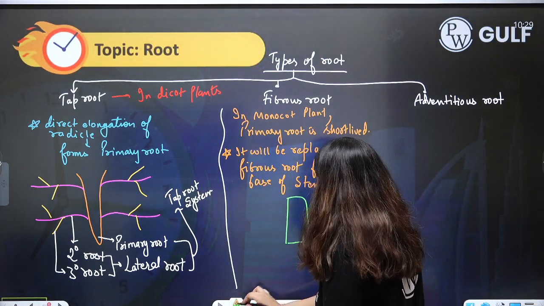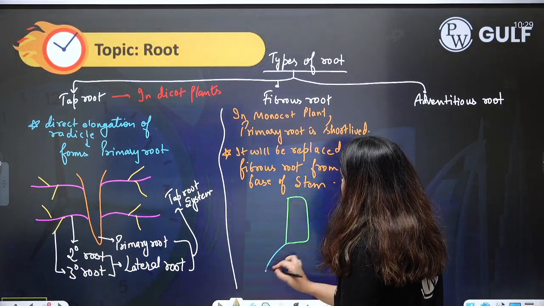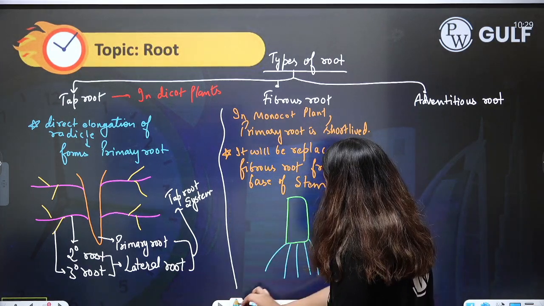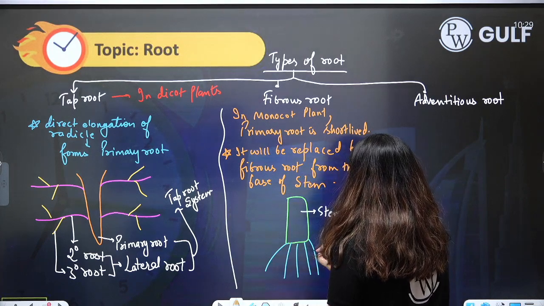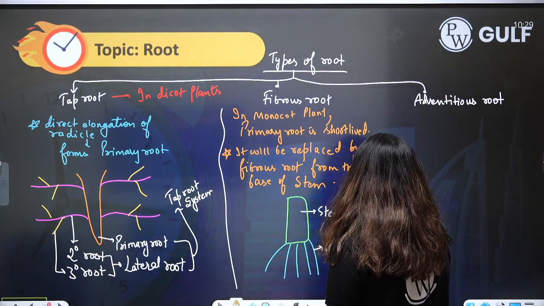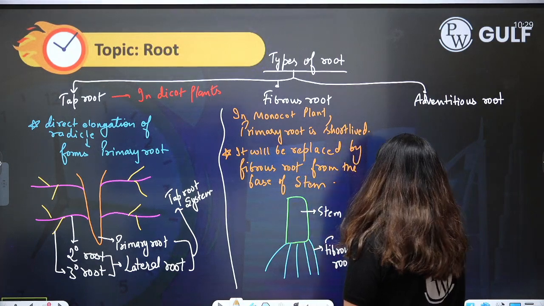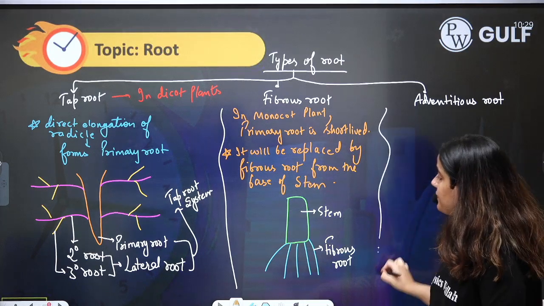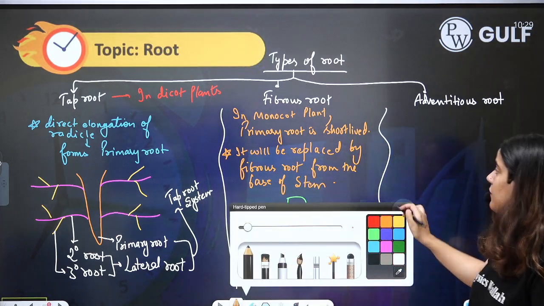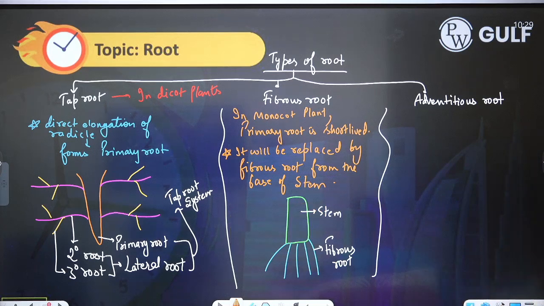So this is the stem, and some fibrous roots arise from the base of stem. These are known as fibrous roots. Right? This you can see in monocots. Because here tap root system is not there. The primary root will die very soon.